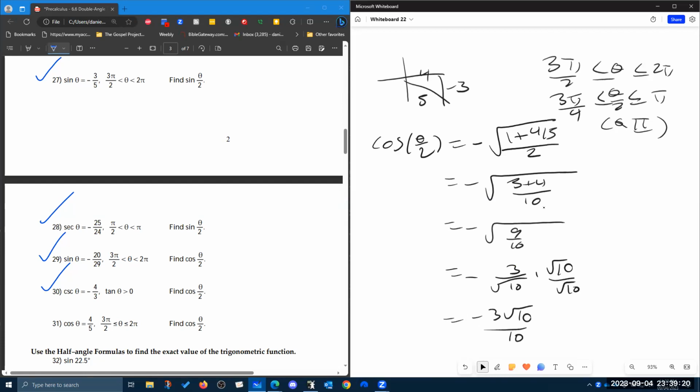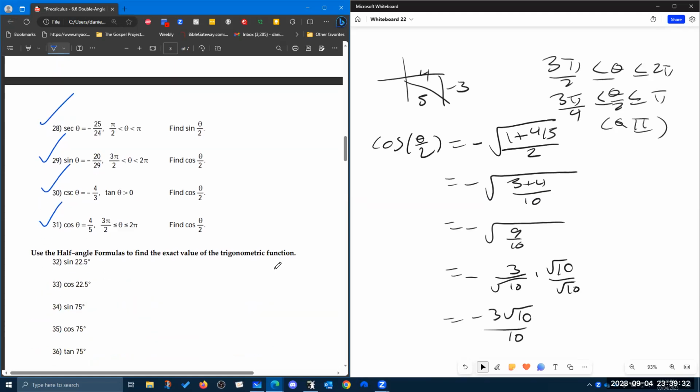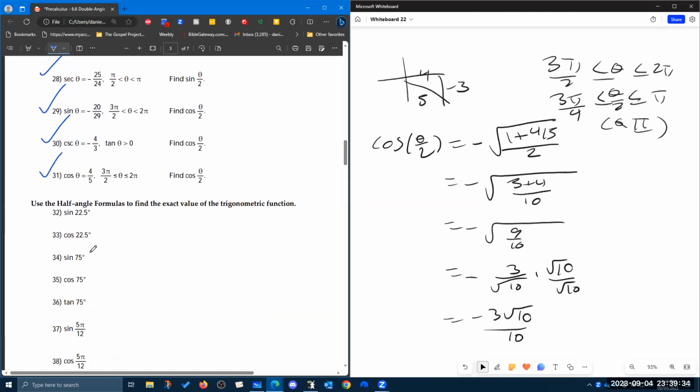Okay, that's it for this video. We'll come back next time and we will use some half angle formulas to figure out the exact values of these here.